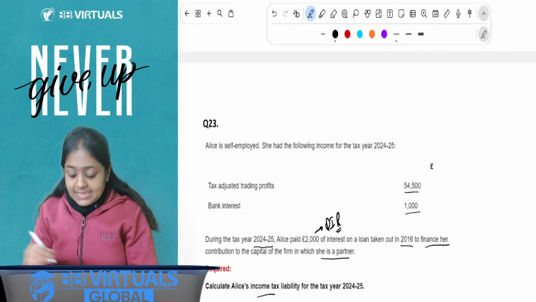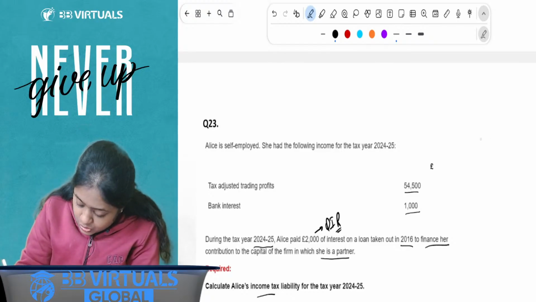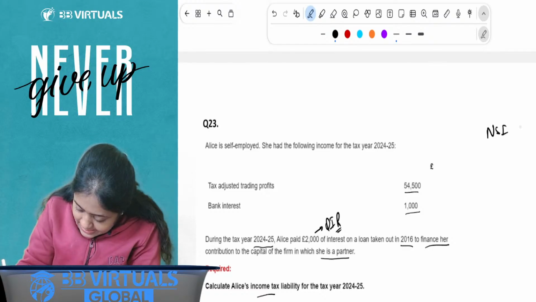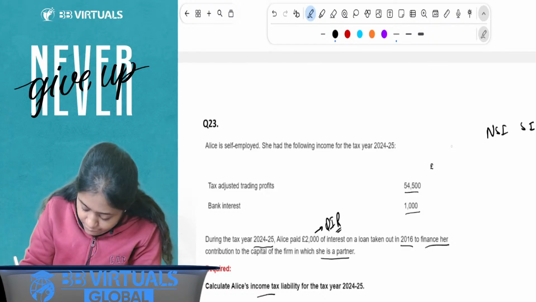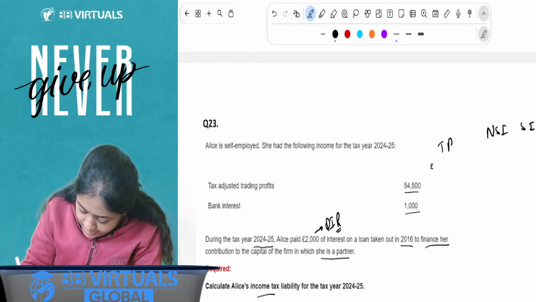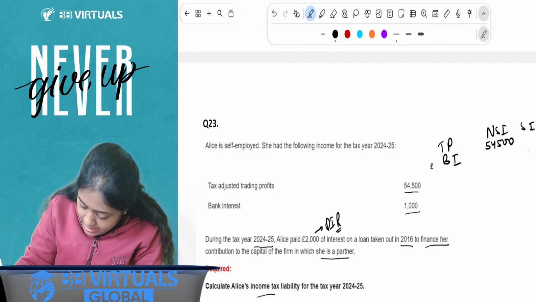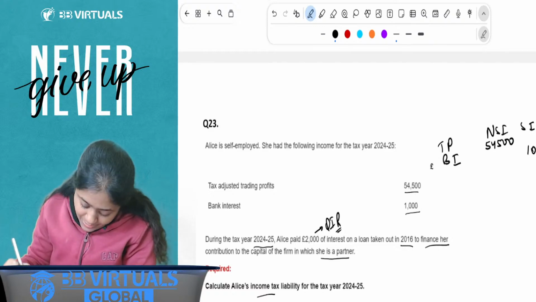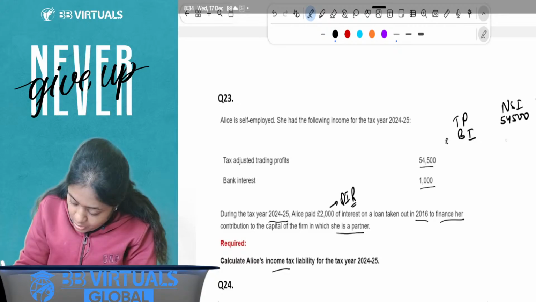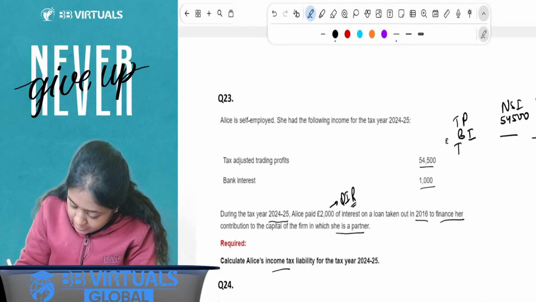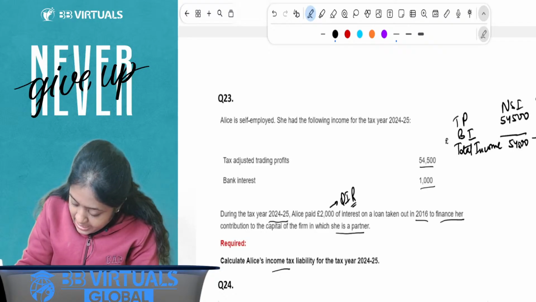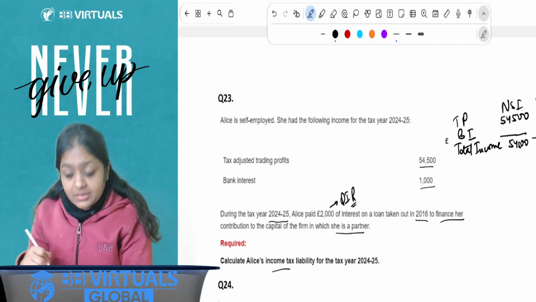How would be the tax liability? Let's do it here. So we have two heads, NSI and SI. First is the trading profits and the other is the bank interest. Trading profits will come here, 54,500. Bank interest will come here, 1,000. Now I will take the totals and that will be my total income. So total income will be 54,500 and here the total income will be 1,000.